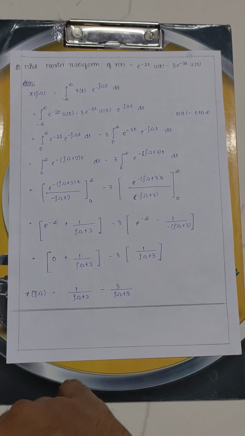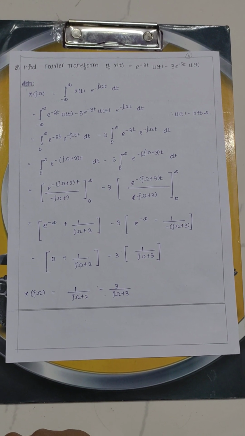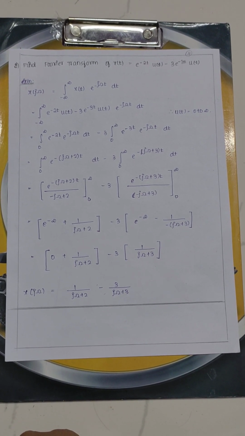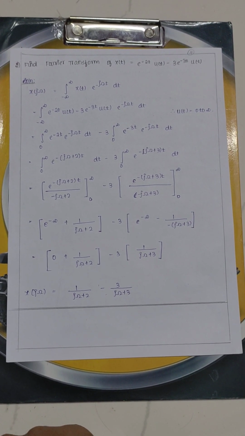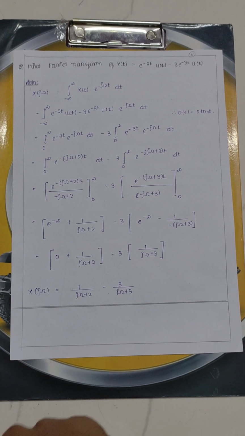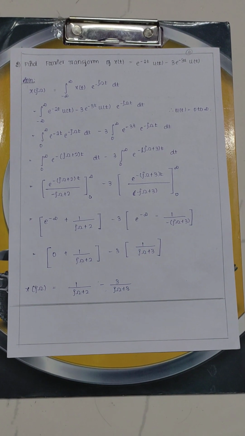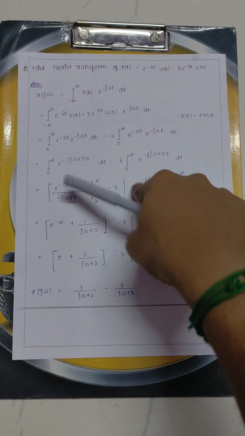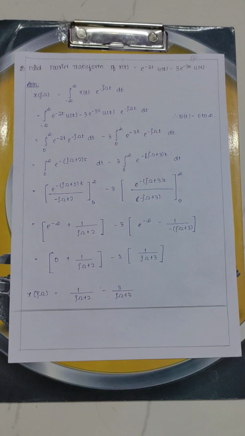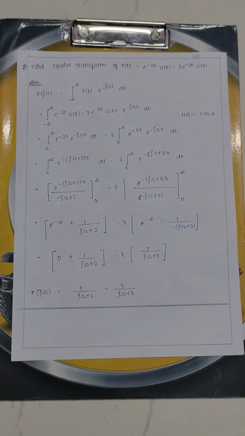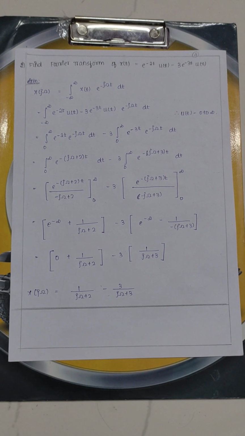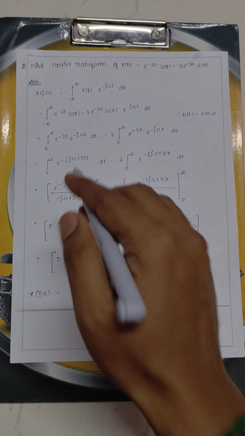The question is, find the Fourier transform of x of t equal to e power minus 2t u of t minus 3 into e power minus 3t u of t. This is the given question. We need to find the Fourier transform. Like the Laplace transform, this is a very important 13 mark question, and it is a university problem.